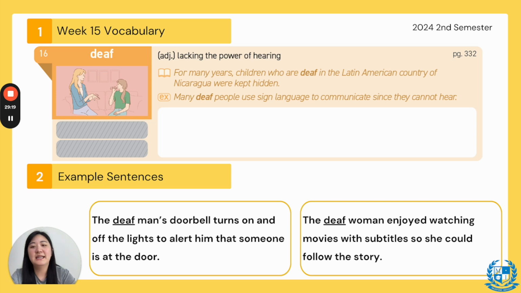Let's look down here. It says, the deaf man's doorbell turns the lights on and off to alert him that someone is at the door. There are many different types of doorbells also, but for a deaf man, since he can't hear the ding-dong, they would just turn off and flicker the lights. Next one, it says, the deaf woman enjoyed watching movies with subtitles so she could follow the story. So instead of seeing and listening to what it says, she would read the subtitles at the bottom.